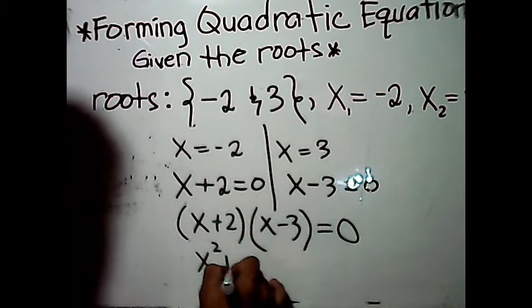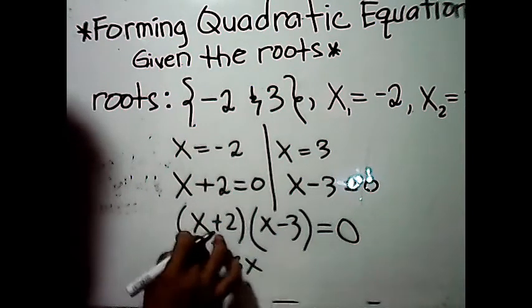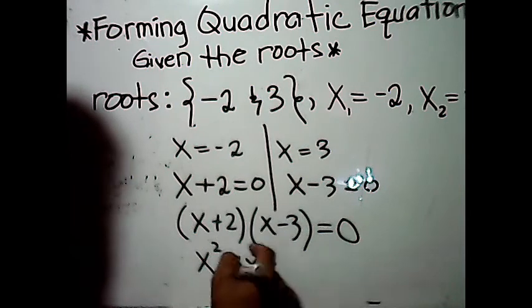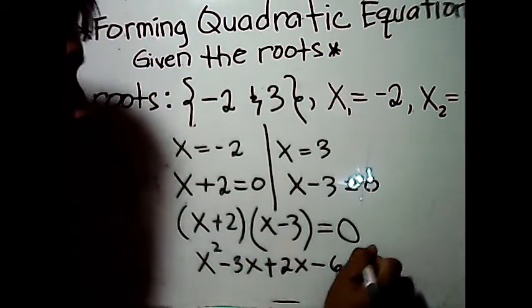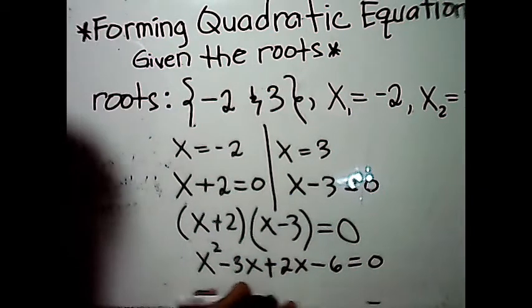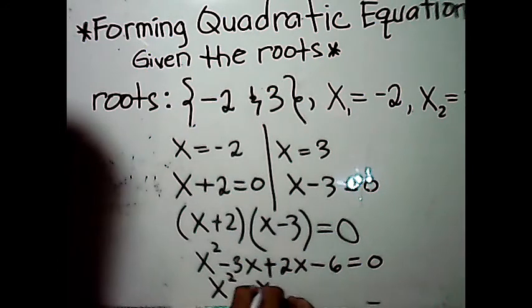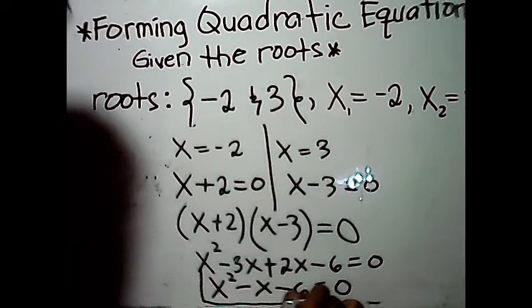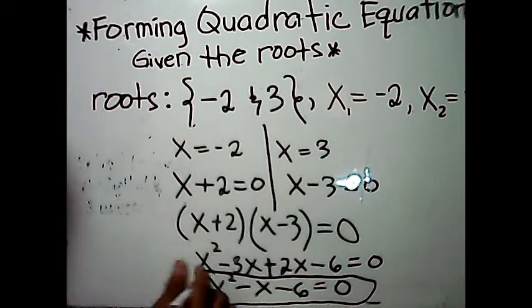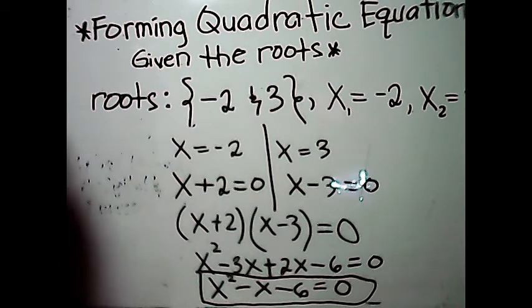So negative 3x, x times negative 3, and then plus 2x, minus 6 equals 0. Then our final quadratic equation is x squared minus x minus 6 equals 0. So this is now our quadratic equation written in standard form. I hope it is clear for you.